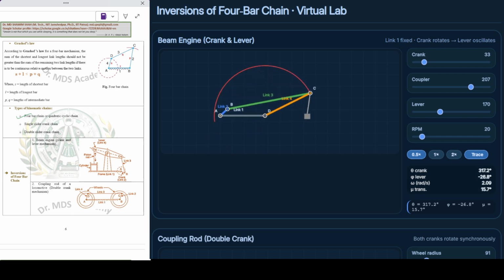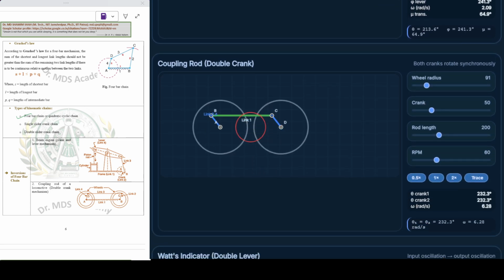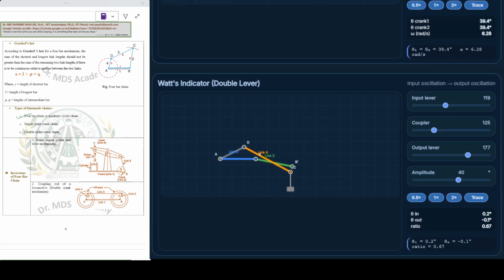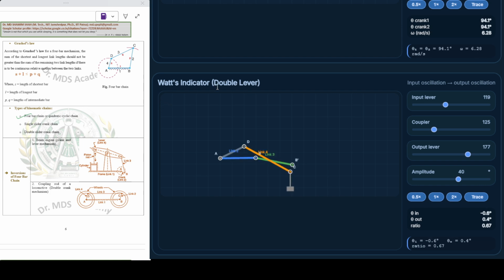In the animations, the first one is the beam engine crank chain. The red line shows the trace, or the construction of the lines, that this mechanism is making. The second one is the coupling rod, also known as a double crank. See, the red circle shows how the construction line is developed by this 4 bar chain. And the third and last one is Watt's indicator.